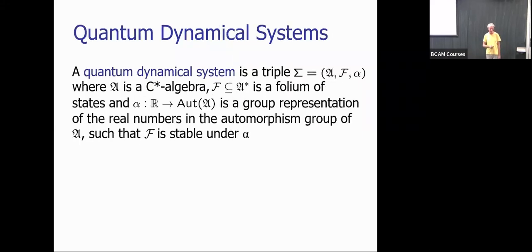And now we are almost prepared to introduce probably the most important notion of the two-day session, which is quantum dynamical systems. So what is a quantum dynamical system? A quantum dynamical system is a triple consisting of a C-star algebra, the folium of states, and a representation of the automorphism group. Again, A is the C-star algebra, F is the folium, and alpha is now meant to be a representation of the real number field, which is of course a commutative group. So a representation of the real number group into the automorphism group of the algebra in such a way that the folium is stable under the actions of the automorphism group.